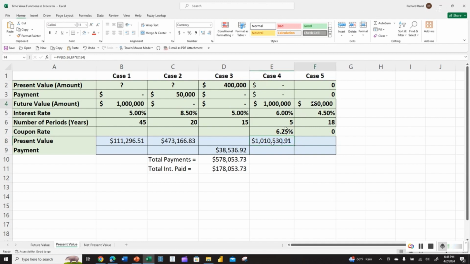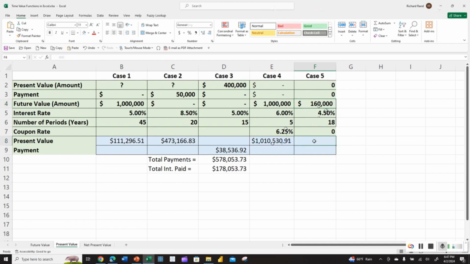Now, in the last one, case 5, we've got $160,000 in the future, 4.5%. And it's going to be there for 18 years. So let's say you've had a baby. You've estimated it's going to cost $40,000 a year to send this kid to college. You want to have that money available so that when the kid gets ready to go to college, they're going to have it. So your future value is $160,000, which will be $40,000 a year. And you know you can grow your money 4.5%. The kid's going to be 18 when they start college. So how much do we have to put away today in order to get that?